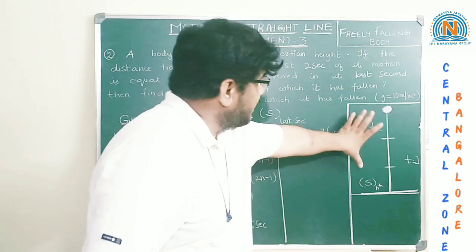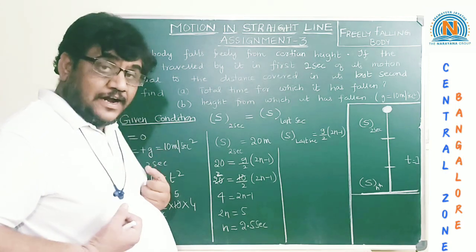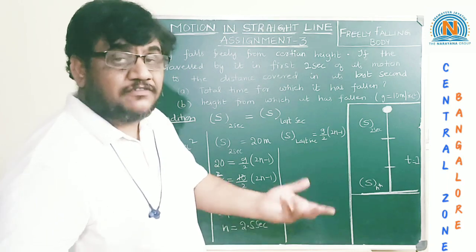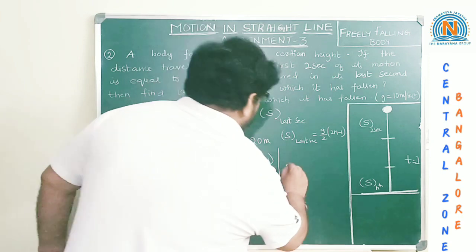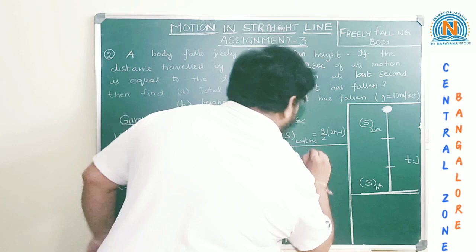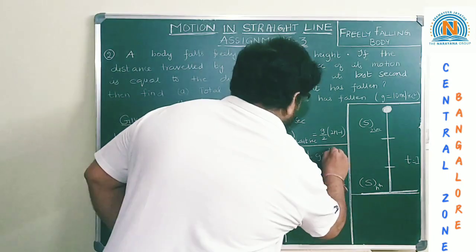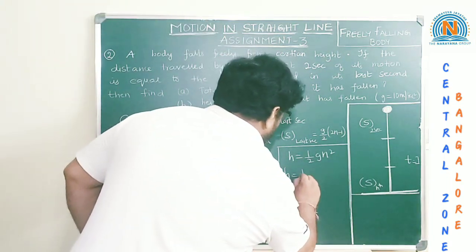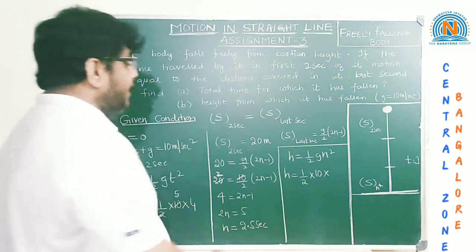Now you can find the height from which it is falling. What is the second part of the problem? We have to find the height from which that object is falling. So which equation of motion will we use? Second equation of motion. H equal to half gt square. Here t is nothing but n. So you can write it as half g n square. So h equal to half into g is 10 into n square, 2.5 square.